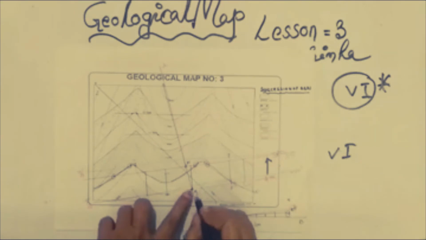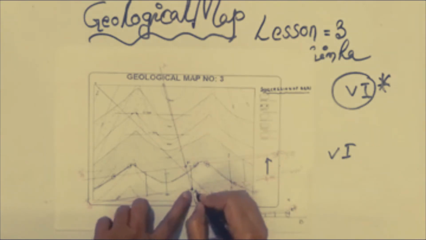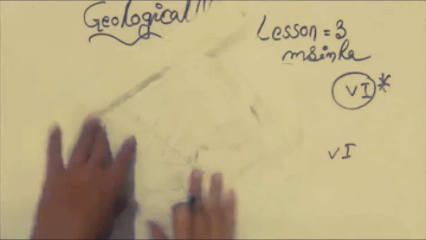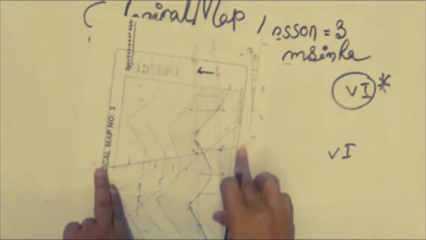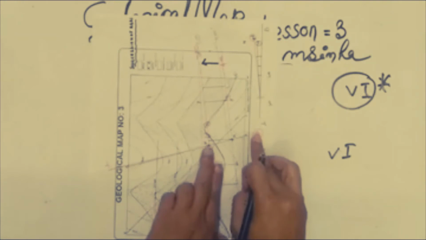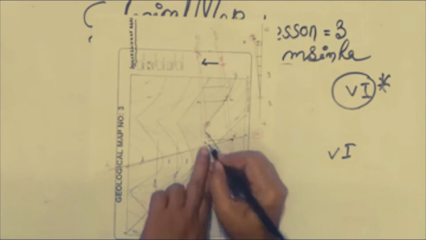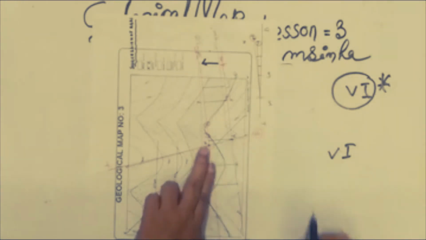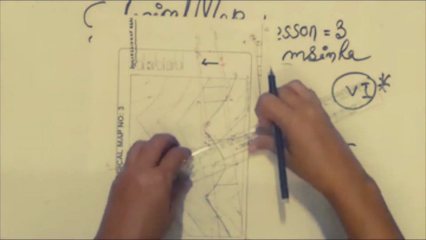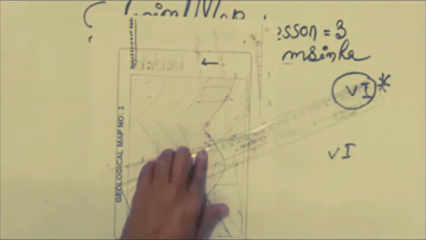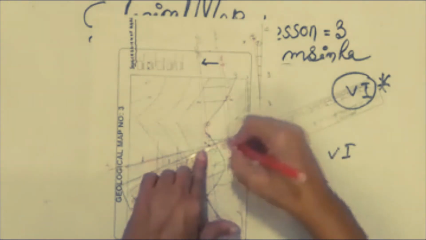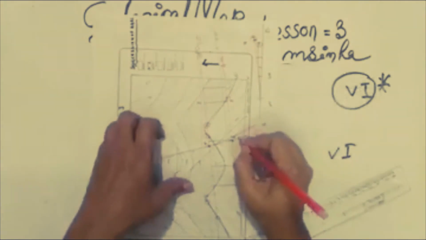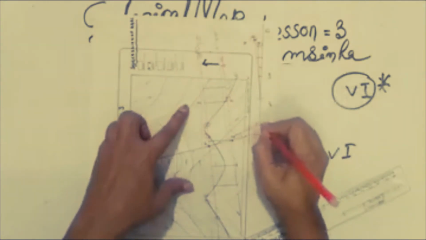Suppose this is the line of 400, this is the line of 300. This is A and B. Suppose this is the point of 300, this is the point of 400. With the help of the red line, I am doing this, and this angle is the apparent dip.